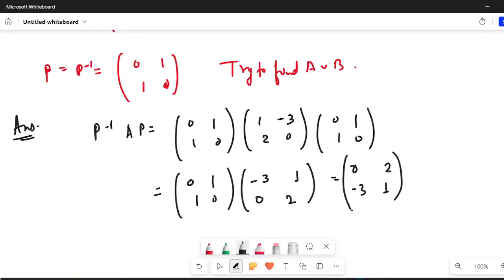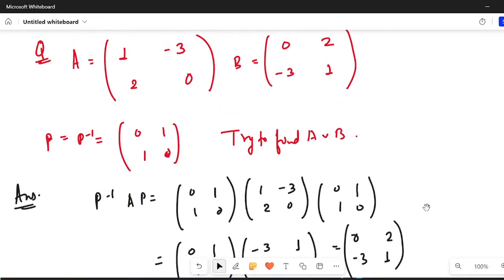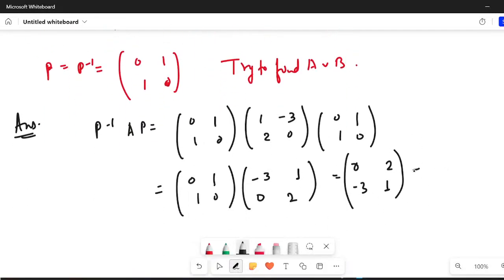So what is it equal to? Is it not equal to B? See, it is equal to B. So clearly A is related to B using similarity transformation. Therefore, I can say that A is similar to B. Okay.